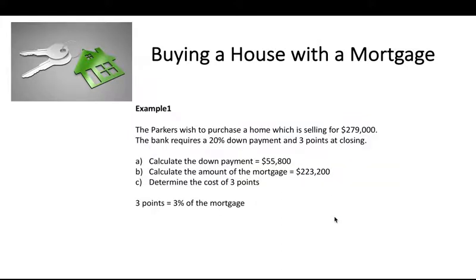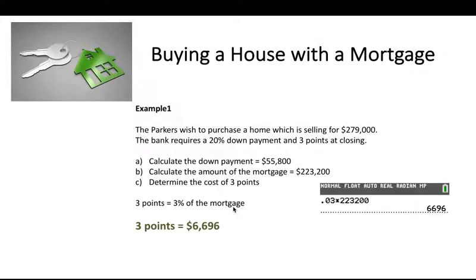So in this scenario, the Parkers have to buy 3 points. So what is the cost of the 3 points? That's 3% of the mortgage, the amount they are borrowing. Since they are borrowing $223,200, 3% is 0.03, times the amount they are borrowing is $6,696. So the cost of the 3 points is $6,696. Remember, that is interest they're paying up front.